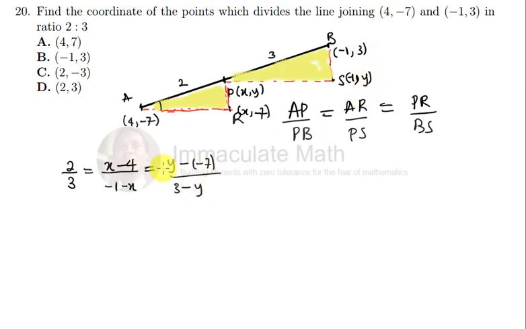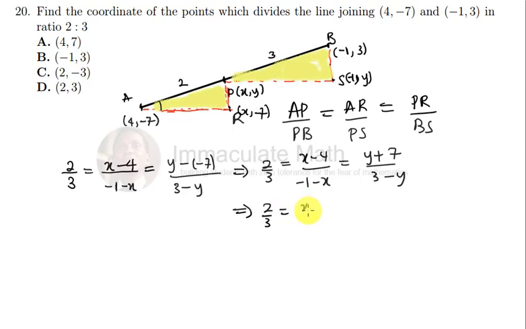So I'm just using the concept of similar triangles to relate the sides of the triangles with the given parameters. That means I'm going to have 2 over 3 equal to x minus 4 all divided by minus 1 minus x, equal to y plus 7 all divided by 3 minus y. For the first one, 2 over 3 equals x minus 4 all divided by minus 1 minus x.